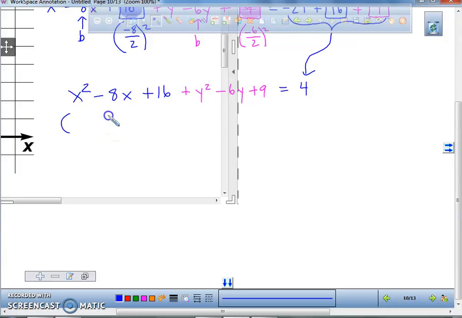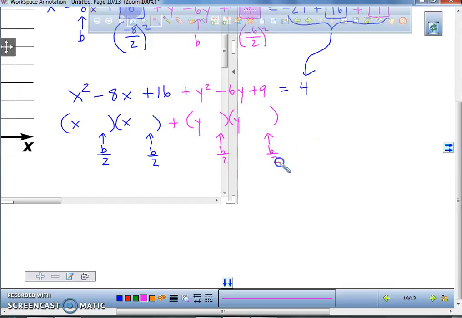The reason we did that, everybody, is so now we can easily factor the x's and easily factor the y's. We're going to have an x here and an x here, a y here and a y here. And I need you to know that the number that's going to go right here is just the b value divided by 2. Every single one, when you're factoring it, you take your b value and divide it by 2.